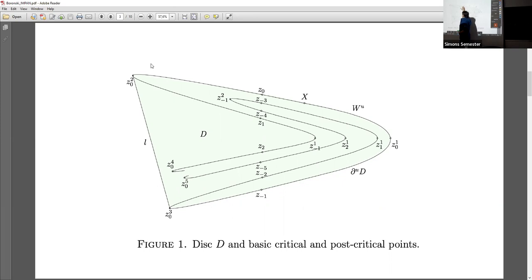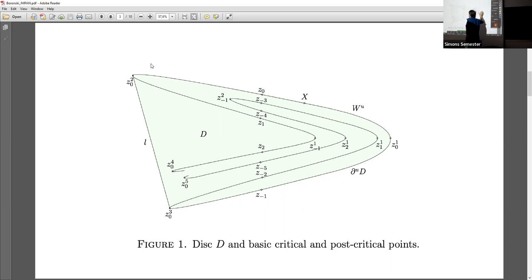This thing is orientation reversing. Because this is a fixed point, things have to get reflected here. And this is the first image of that critical point. So a critical point becomes this turn. It's a turning point, and later we call it post-critical points.